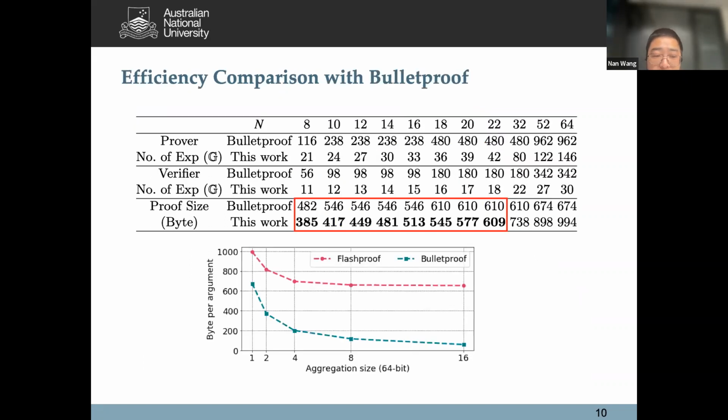In this page, the table shows a detailed efficiency comparison of our range argument with Bulletproofs. Our argument greatly outperforms Bulletproofs in both proving and verification. Our range argument has shorter proof size when the bit length n is no more than 22. The chart at the bottom shows the proof size comparison of a 64-bit aggregate argument with increasing aggregation size. For the aggregate argument, Bulletproofs performs better than our range argument.